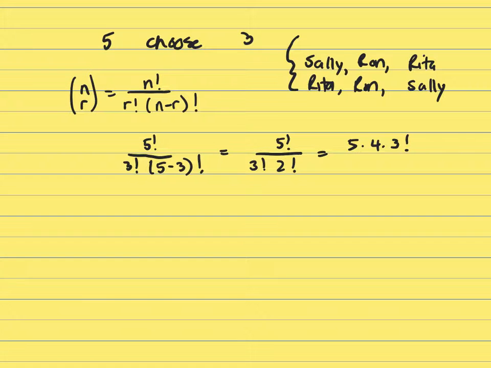Stop in the numerator at the largest factor in the denominator. So you can cancel that out. So I've got 3 factorial, and then 2 factorial is 2 times 1 or just 2. So those cancel, and 2 will go into 4 2 times, and you're left with 10.